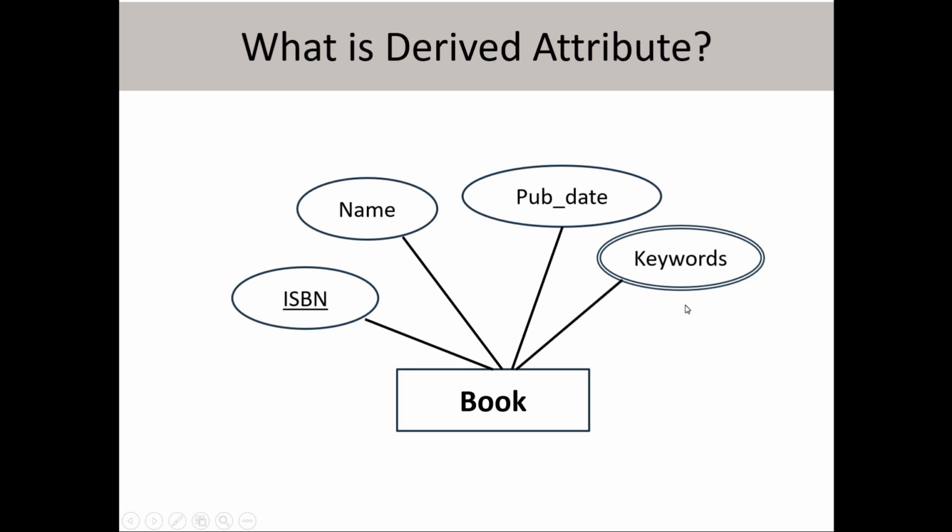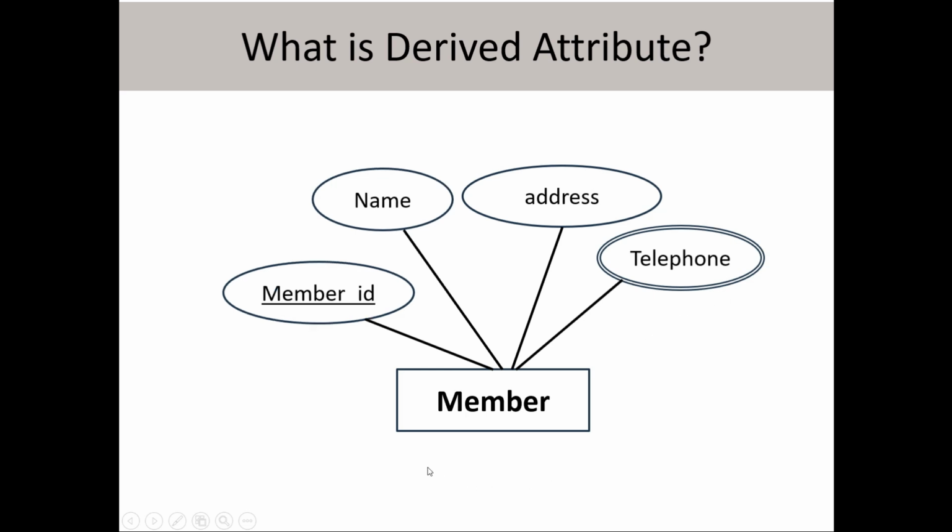Let's take another example. In the above library database, a member entity might have a telephone attribute which could include multiple telephone numbers. So telephone is a multivalued attribute because it can hold more than one value.